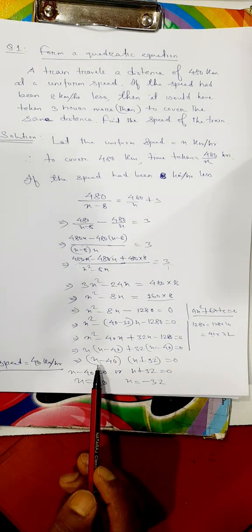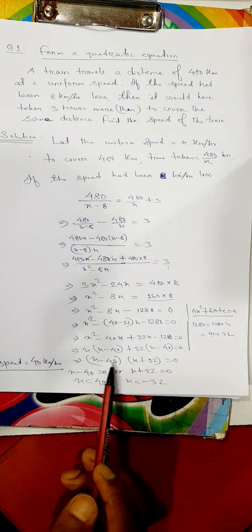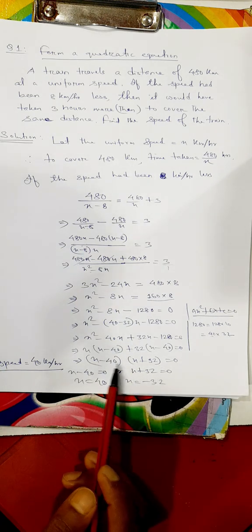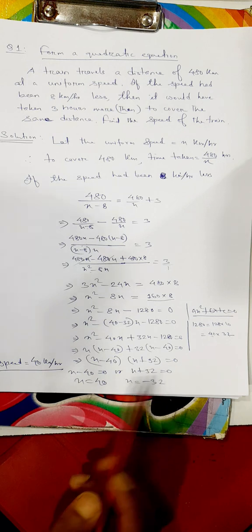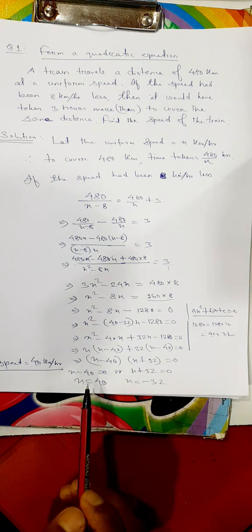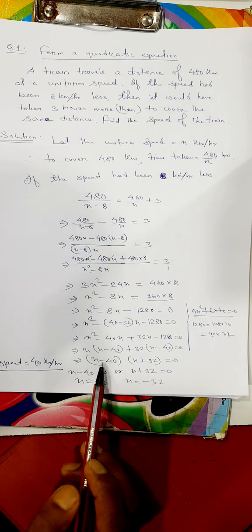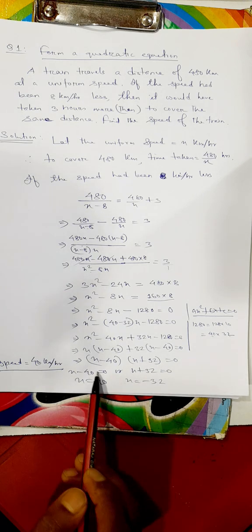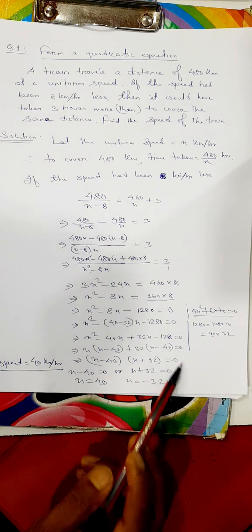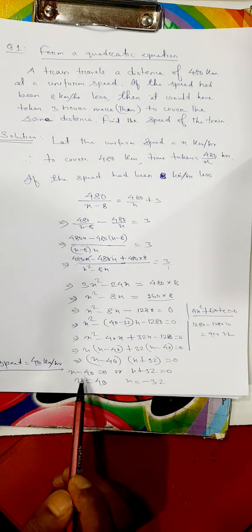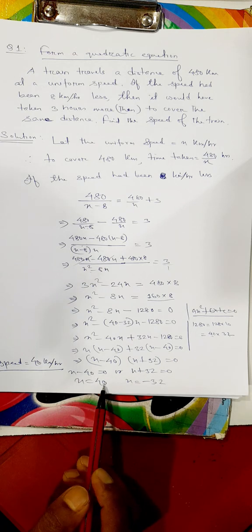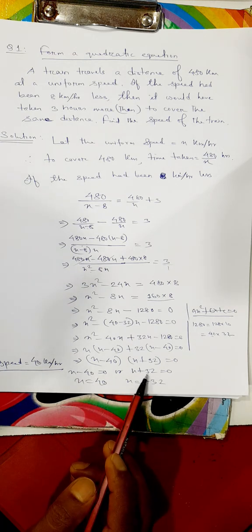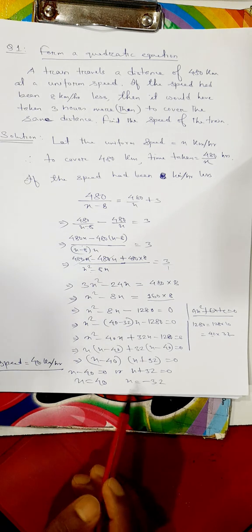Here after factorization we got (x minus 40) into (x plus 32) equal to 0. Product of two polynomials equal to 0. So either this equal to 0 or this equal to 0. x minus 40 equal to 0 or x plus 32 equal to 0. Now x minus 40 equal to 0 means x equal to 40. x plus 32 equal to 0 means x equal to minus 32.